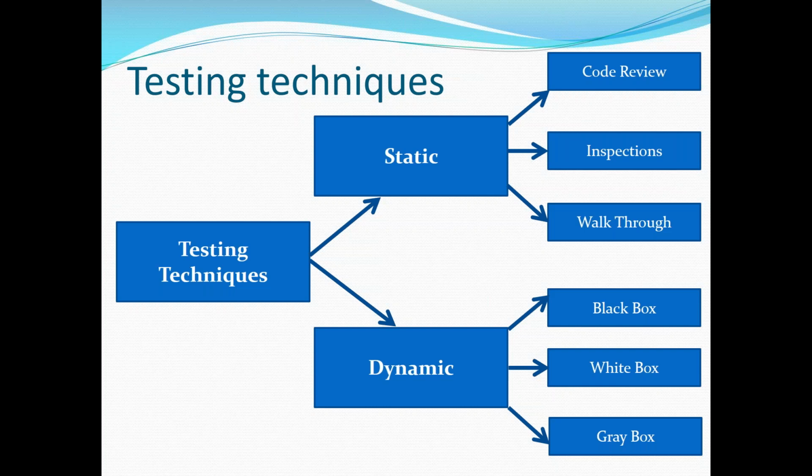Coming to dynamic means with execution. With execution means what? Black box testing. You know, right? Who will do the black box testing? Black box testing is done by QA. Yes, good. White box testing. Who will do the white box testing? White box testing is done by the developers. Yes, developers. And gray box testing.